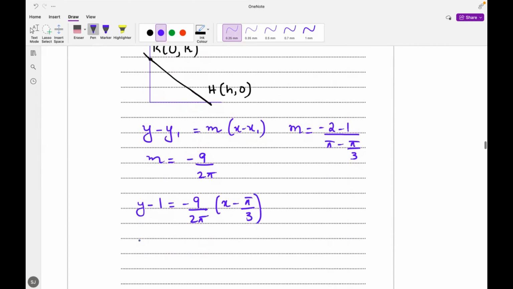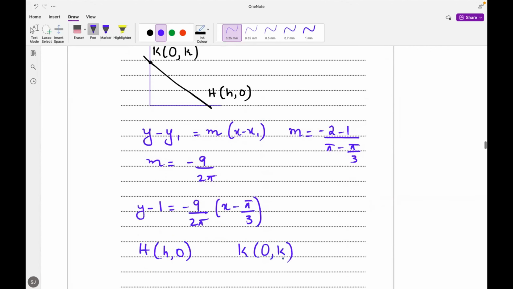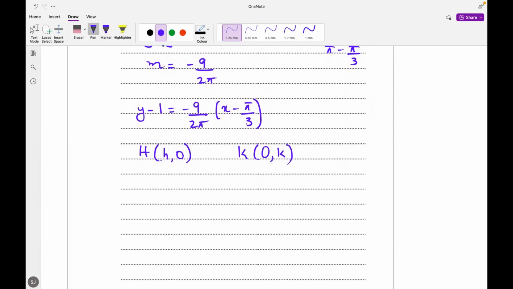Now we know that the point h is h comma 0 and the point k is 0 comma k. We have to show that h is 5 upon 9 pi. So in the same equation, we'll substitute y equals 0. So this will become 0 minus 1 equals minus 9 upon 2 pi times x minus pi upon 3. Simplifying this, we'll get minus 9x plus 9 pi upon 3. And the 2 pi will multiply with minus 1. So that will become minus 2 pi.